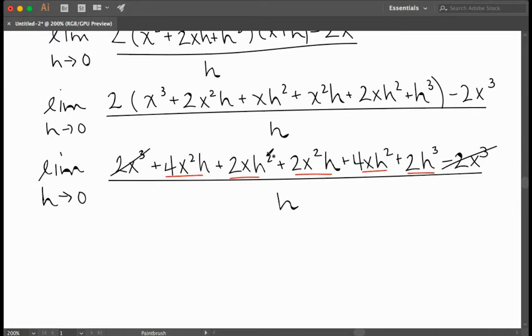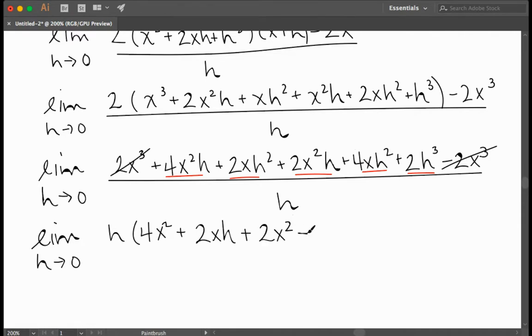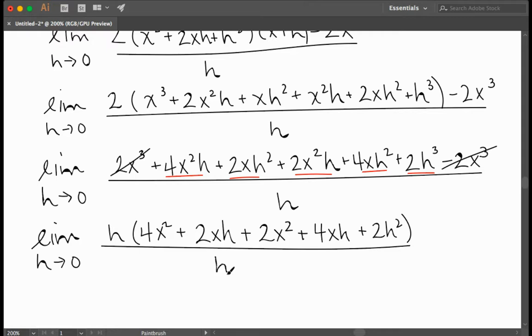So I can use the distributive property and factor out an h. I can take an h away from each term and undistribute it. So I can have h. So now I'll be left with 4x squared here because the h has been factored out. And then I'll have 2x times h. And then here I'll be left with 2x squared because the h has been factored out. This will be 4x times h and 2h squared. So I took away an h from each of those terms. It's factored out front here. And I have an h in the denominator.